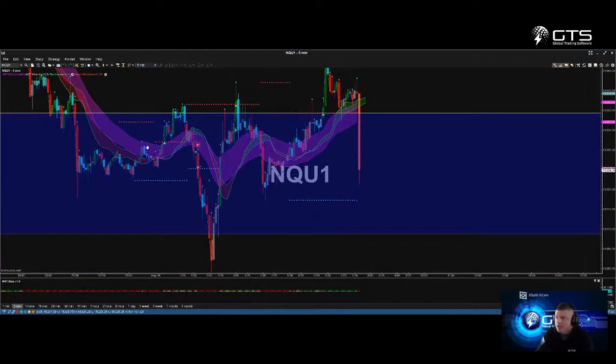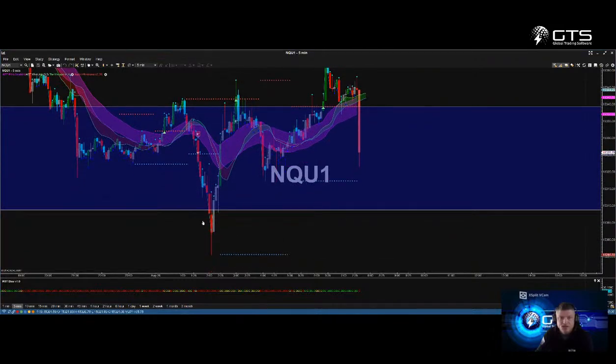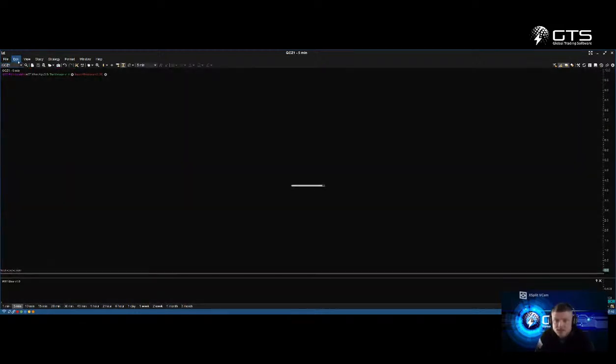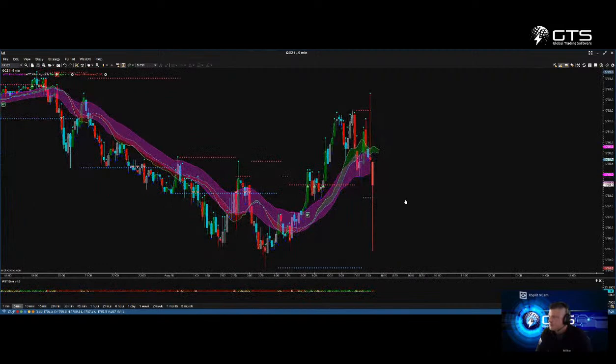ES 6-star sell on the ES. Look at that big guy right there. Platinum 6-star sell. Tell you what, we'll slide over here. GCZ1. Slide over here, see what gold's doing. Oh wow, look at that.